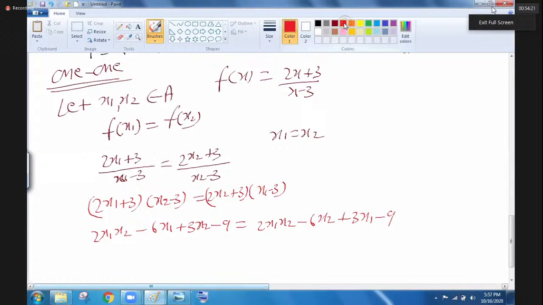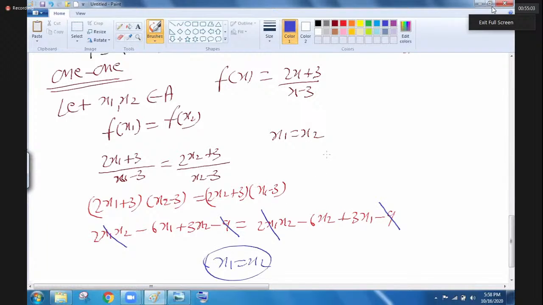So many things will get cancelled. Let me verify that. 2x1x2 cancels, 3x2 and 9 cancel. We are left with 6x2 and 6x1, and of course both sides are equal. The only difference we have is x1 and x2, so from here you will get x1 equal to x2.